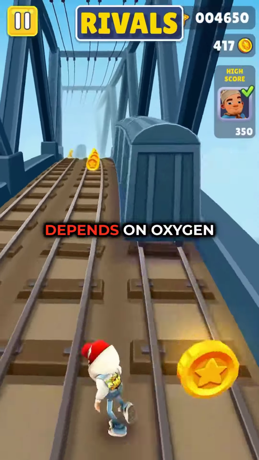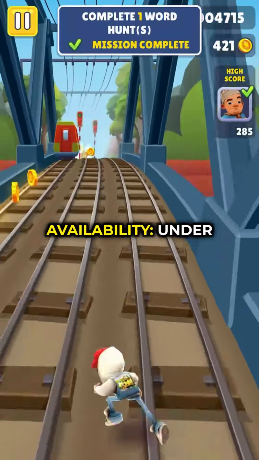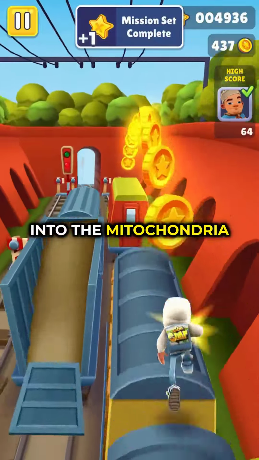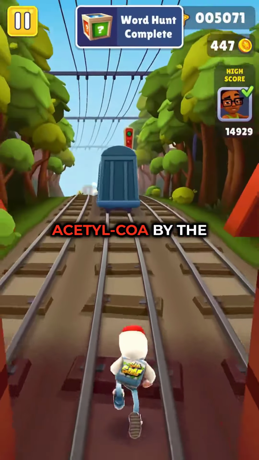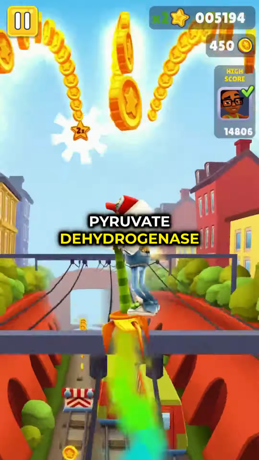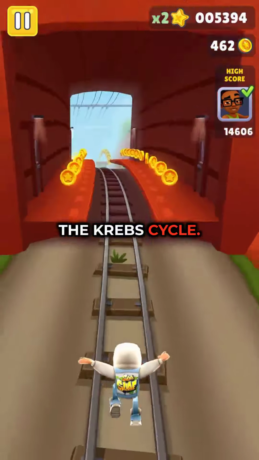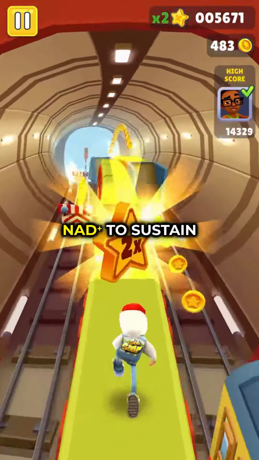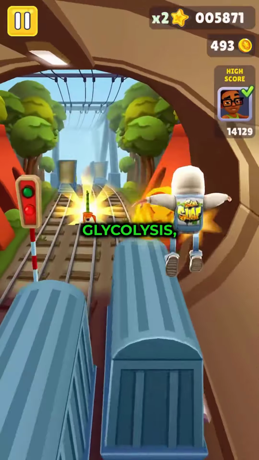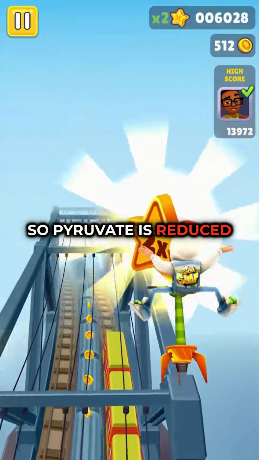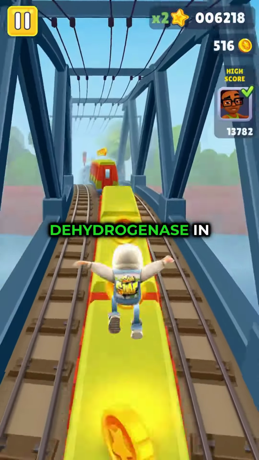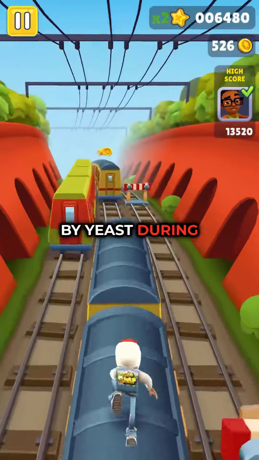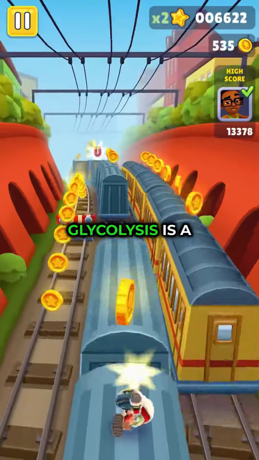The fate of pyruvate depends on oxygen availability. Under aerobic conditions, it is transported into the mitochondria and converted to acetyl-CoA by the pyruvate dehydrogenase complex to enter the Krebs cycle. Under anaerobic conditions, cells must regenerate NAD+ to sustain glycolysis, so pyruvate is reduced to lactate by lactate dehydrogenase in humans, or converted to ethanol and CO2 by yeast during fermentation.